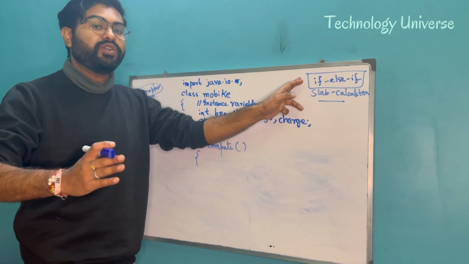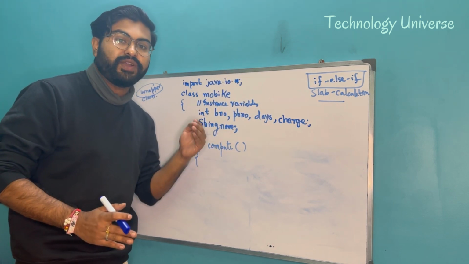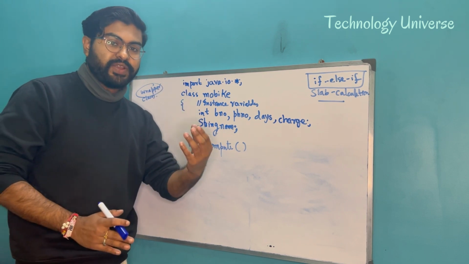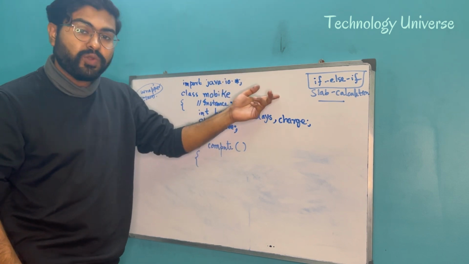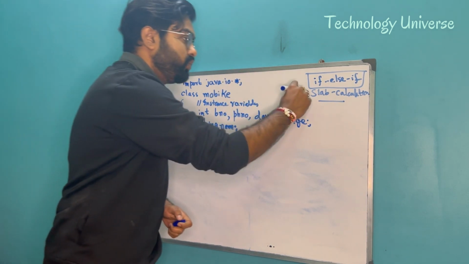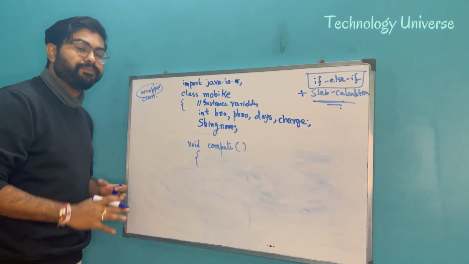But if range is also given and we have these keywords, like the first range is this rate, the next range is this rate, so that is an if-else-if problem and also a slab calculation problem. Okay. So the difference lies in the implementation.